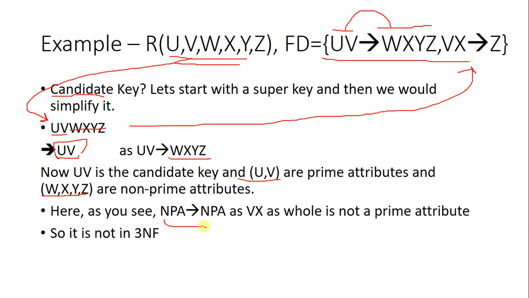And here, as you can see, although v is a prime attribute, x is not a prime attribute. So as a whole, these two, vx, becomes non-prime, and this non-prime is determining z, which is again a non-prime. So it is not in third normal form.